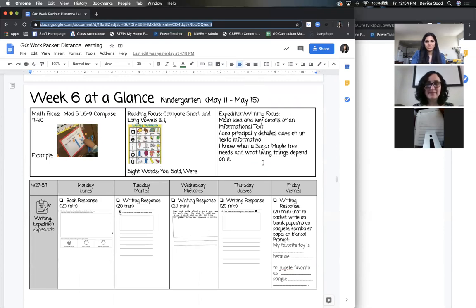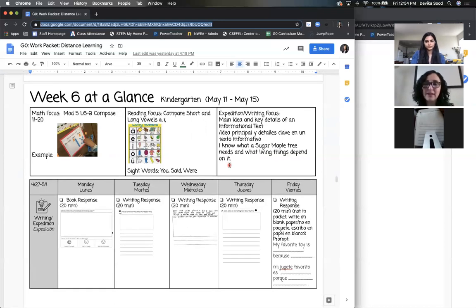The writing focus is main idea and key details of a text. La idea principal es cómo encontrarla, precisamente la idea principal y el texto informativo. And the learning target is I know what a sugar maple tree needs and what living things depend on it. Y vamos a demostrar que podemos saber lo que necesita un árbol de maple y cuáles seres vivientes dependen de ese árbol.